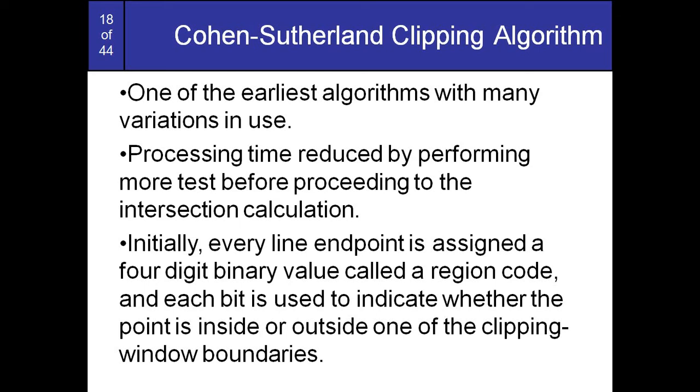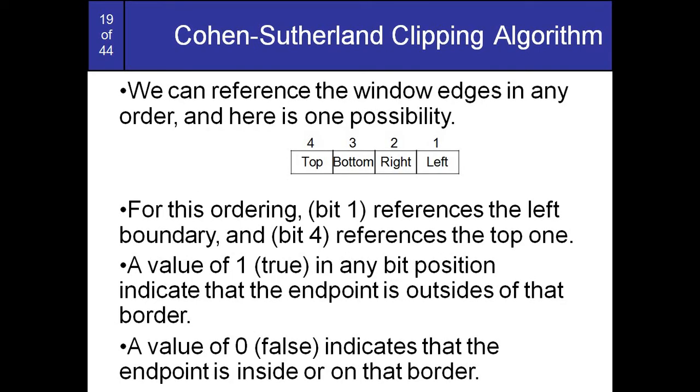Some features are there. Processing time is reduced by performing more tests before proceeding to the intersection calculation. Initially, every line endpoint is assigned a 4-digit binary value called a region code, and each bit is used to indicate whether the point is inside or outside one of the clipping window boundaries. So we will see how we are doing it.